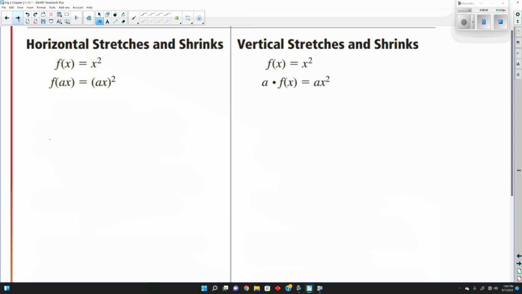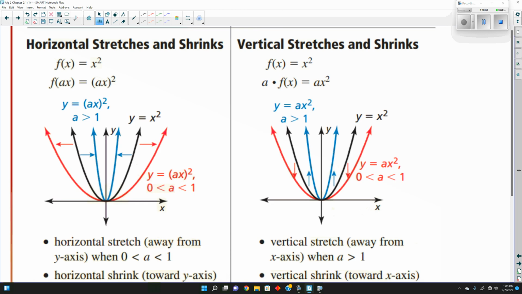Vertical stretch and shrink and horizontal stretch and shrink. Again, they used A, I used B in the general example. But if there's a number multiplied by x inside the parentheses, it's a horizontal stretch or shrink. If there's a number outside the parentheses, or just by A where there's not a set of parentheses, it's vertical. Inside parentheses is going to be horizontal stretch or shrink. Outside parentheses, or where there's not any applied, it's vertical.